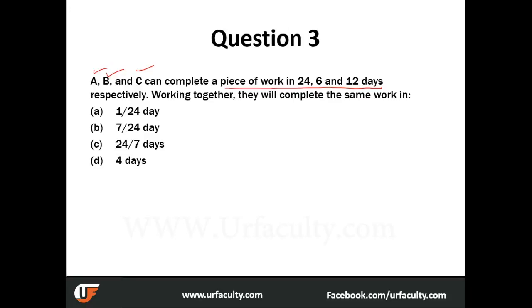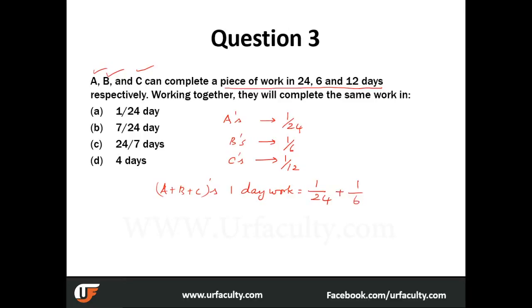Now that you know, I will try to increase the pace of answering these questions. So what I'll do is, A's one day work, 1 by 24. B's one day work, 1 by 6. C's one day work, 1 by 12. If all of them work together, A plus B plus C, one day work is equal to what? 1 by 24 plus 1 by 6 plus 1 by 12.